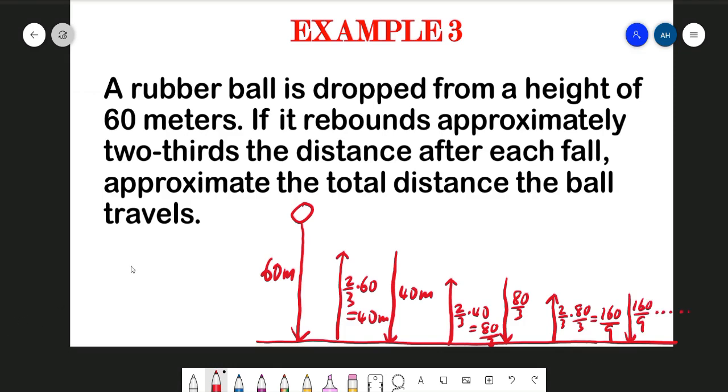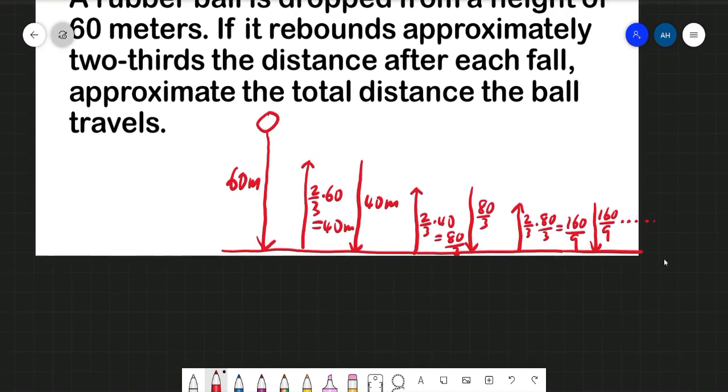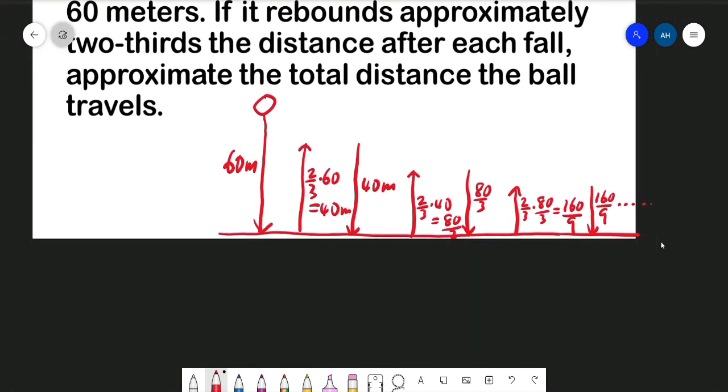So the problem is asking us to find the total distance the ball travels, that is going down and then going up, going down and then going up again, going down again, up and down, forever, without stop. The process continues forever, right? So maybe we can break down the total distance traveled into two parts, two components, that is the distance traveled downwards and the distance traveled upwards.